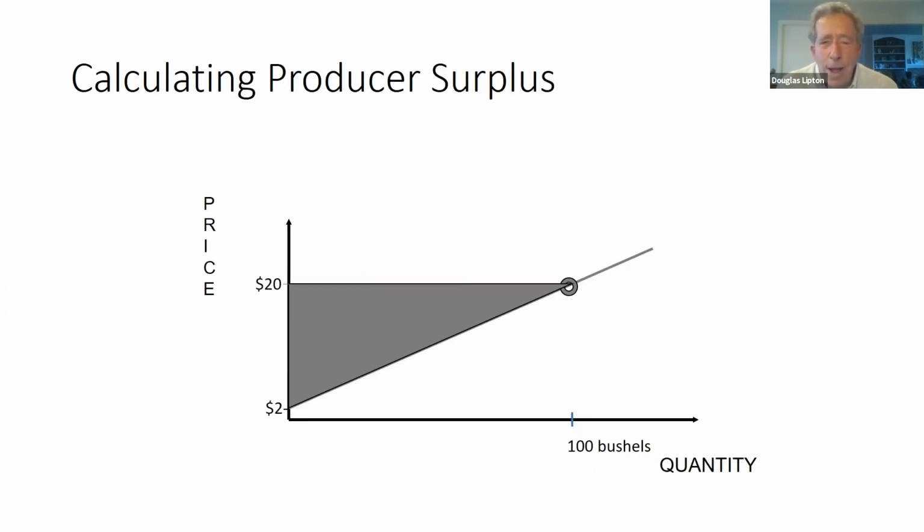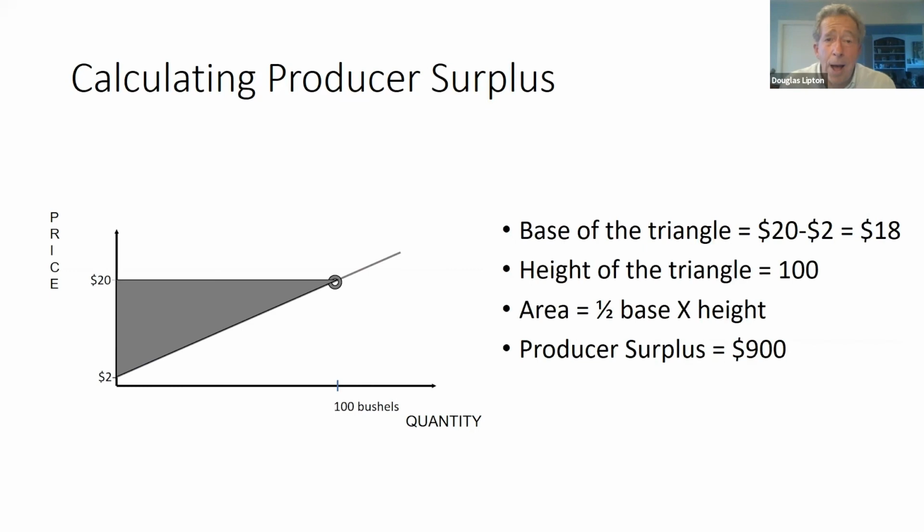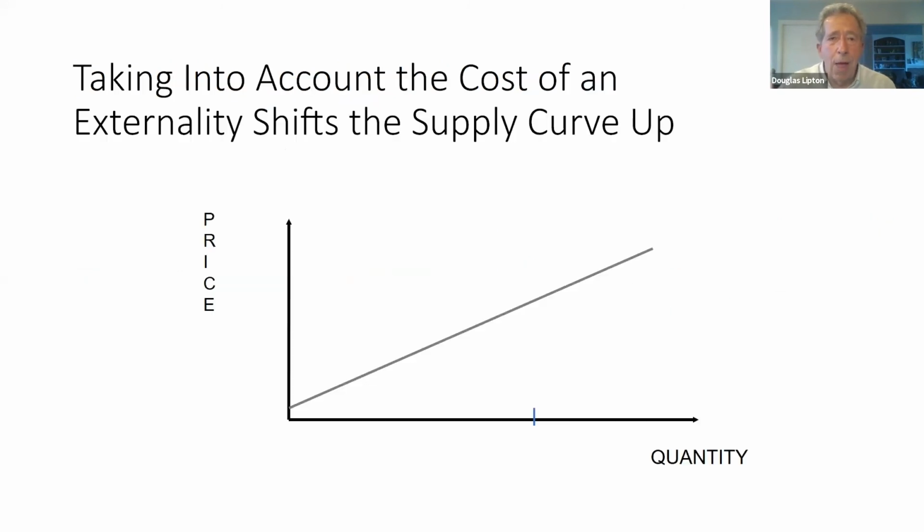These lines aren't necessarily straight lines, maybe more calculus than geometry in reality, but it's just this type of calculation, the area of a triangle, to calculate what that producer surplus is. So it's really not that difficult a calculation when you have a well-formed market where you can observe prices and quantities and estimate what the demand and supply curves look like.